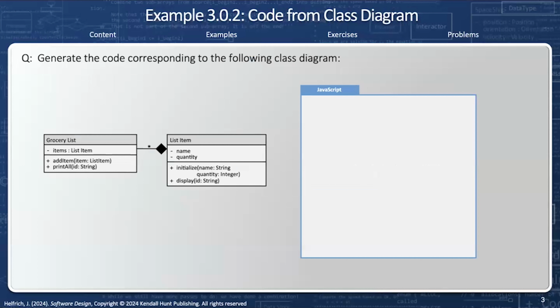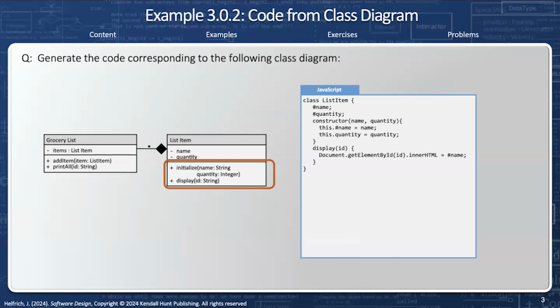In the second example, I'm going to have a grocery list and a list item, and I want to create JavaScript from it. So I'm going to start with my list item, and it's going to have two attributes, name and quantity, and I have two methods, initialize and display. Now notice initialize is a constructor, so I'll call it constructor, and display is a regular method.